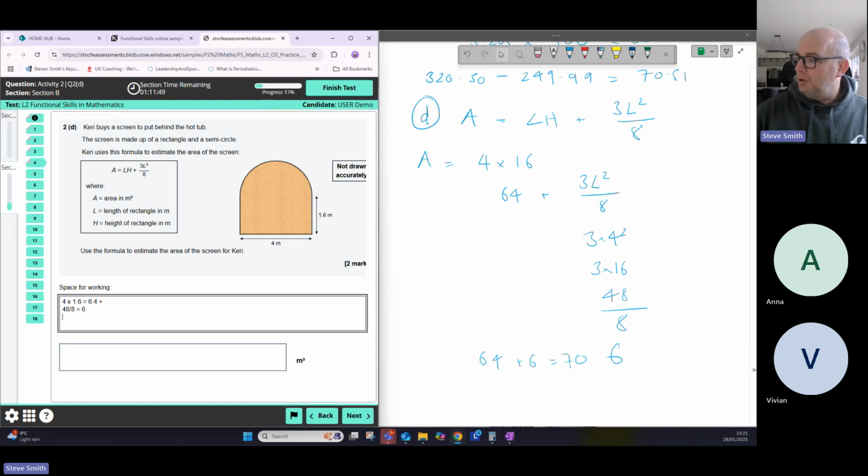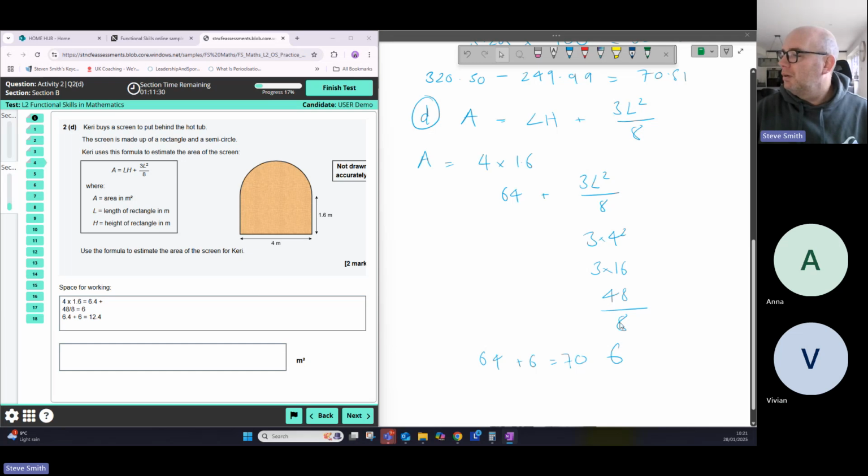Oh, hold on. 48 divided by 8 is 6. 6.4 add 6 is 12.4. So I've done it wrong. Equals 12.4. I have to put 70 there. Yeah, because you did 64 instead of 6.4 at the top there. Yeah, see it. Yes, you did.